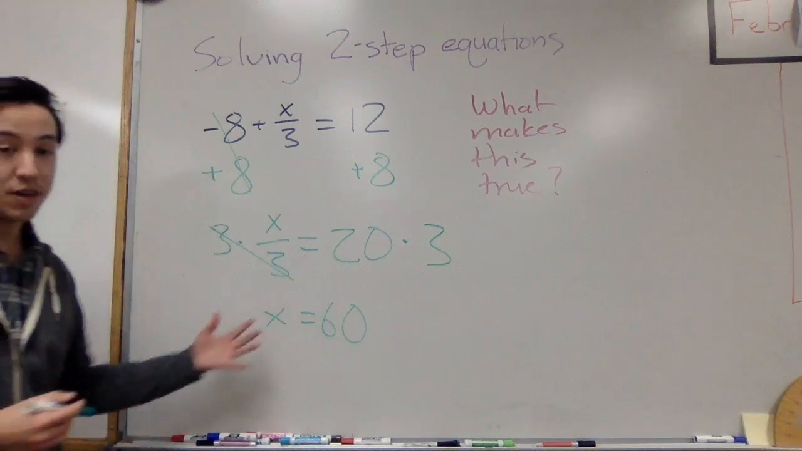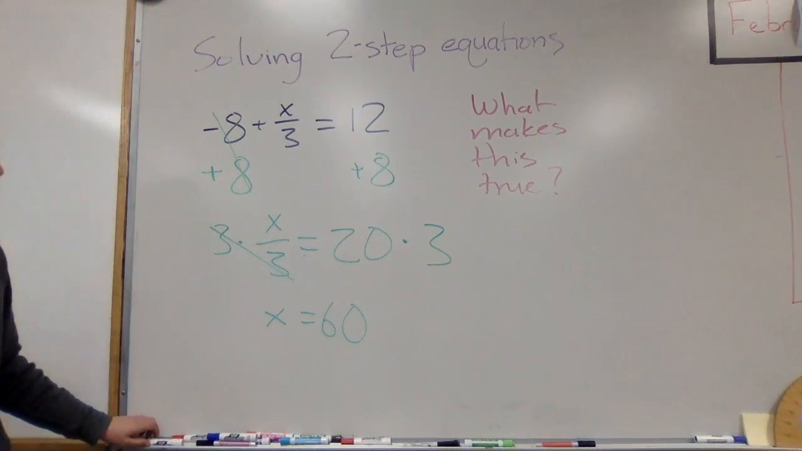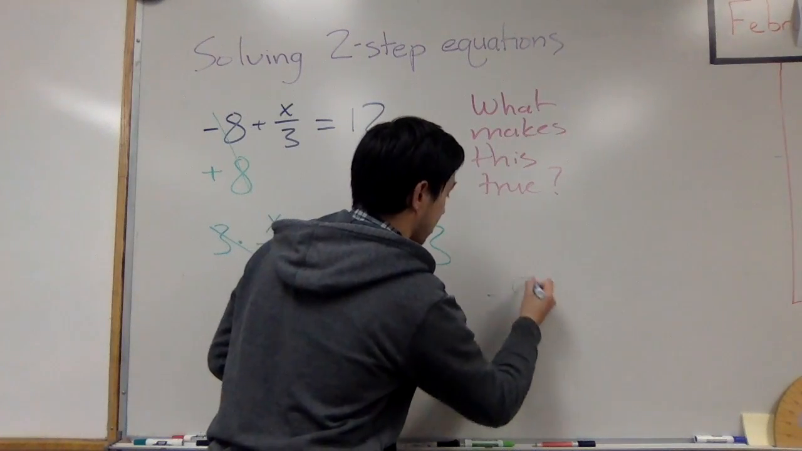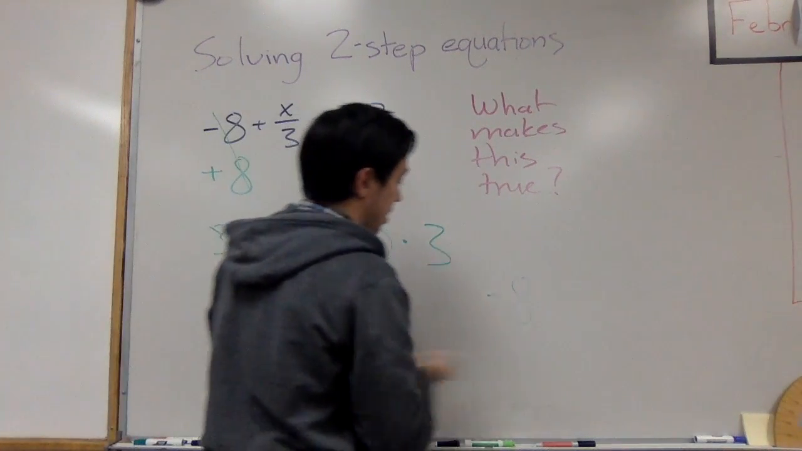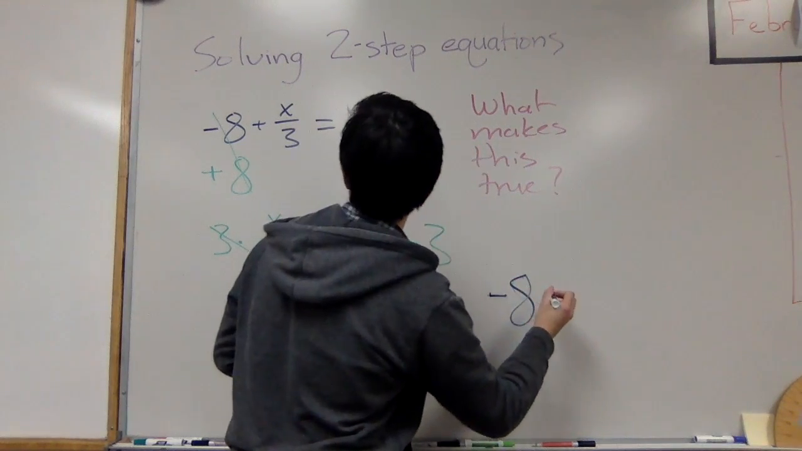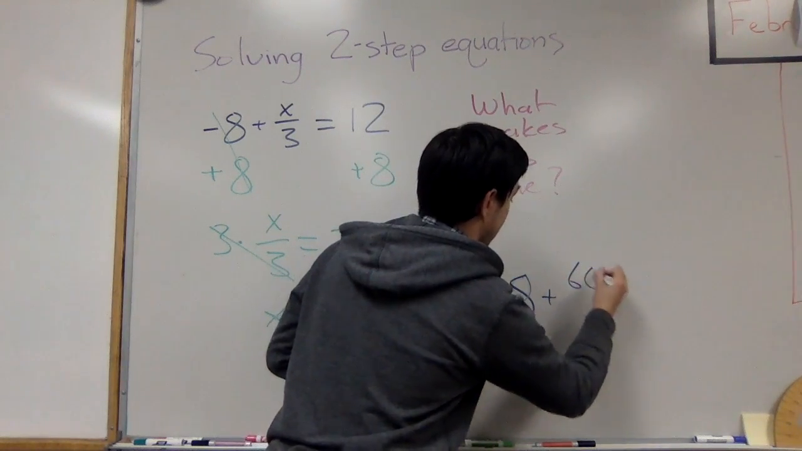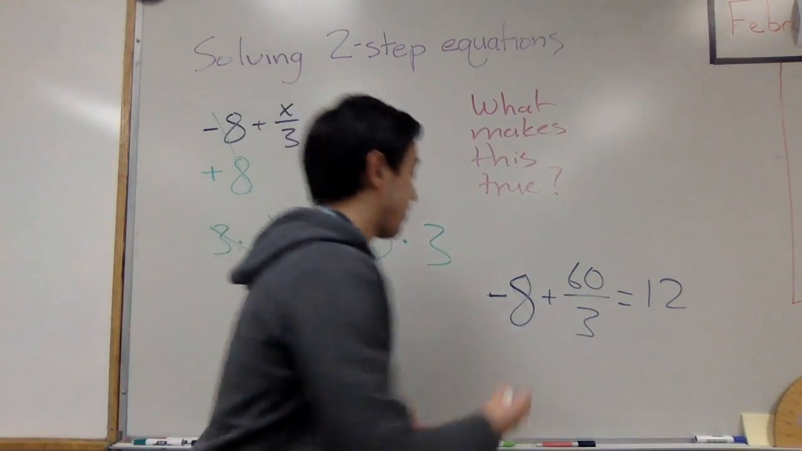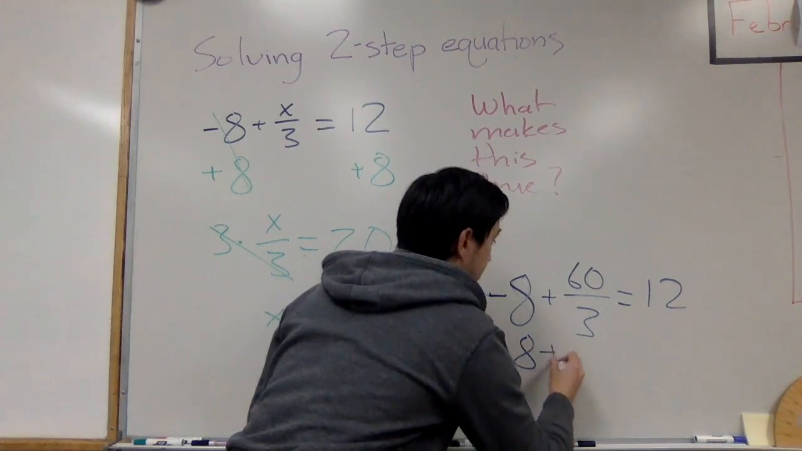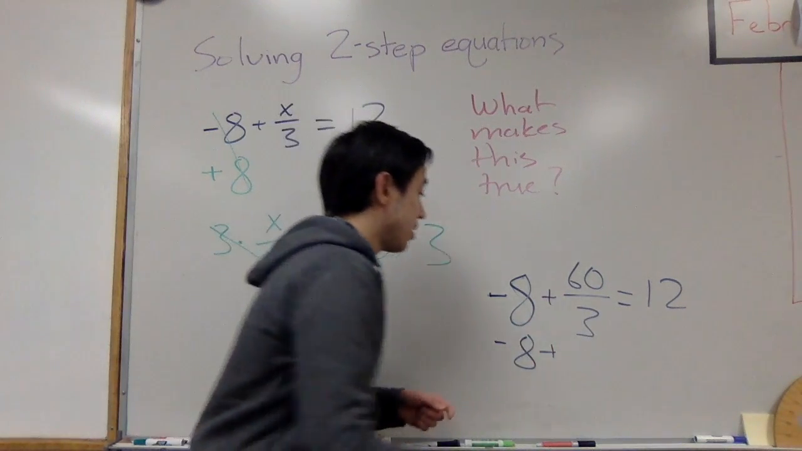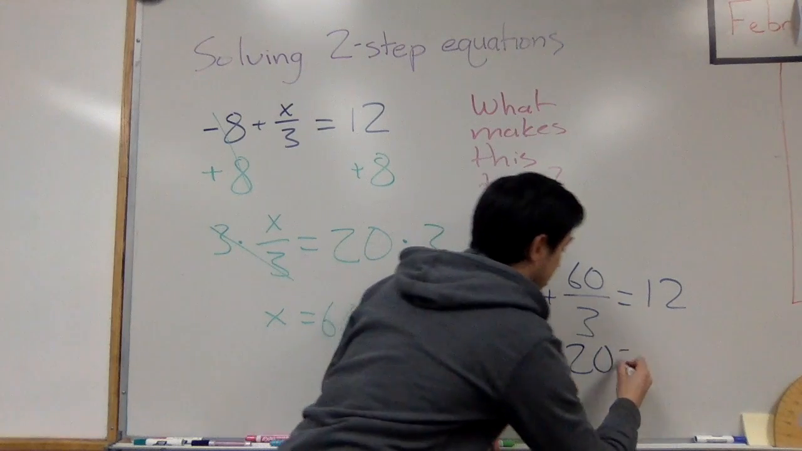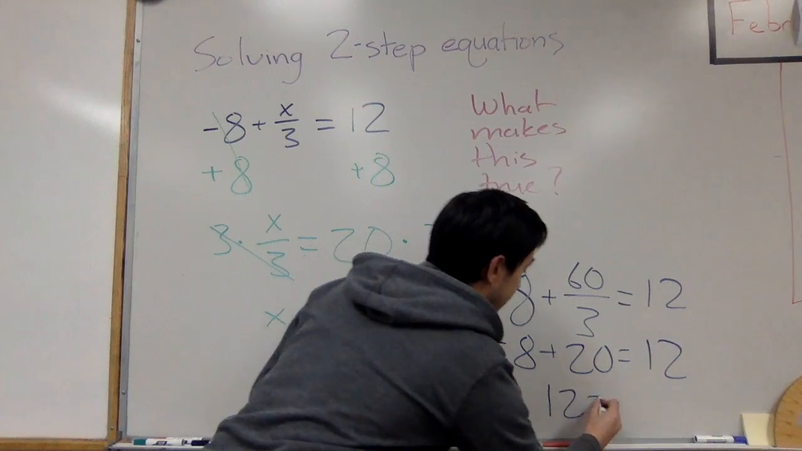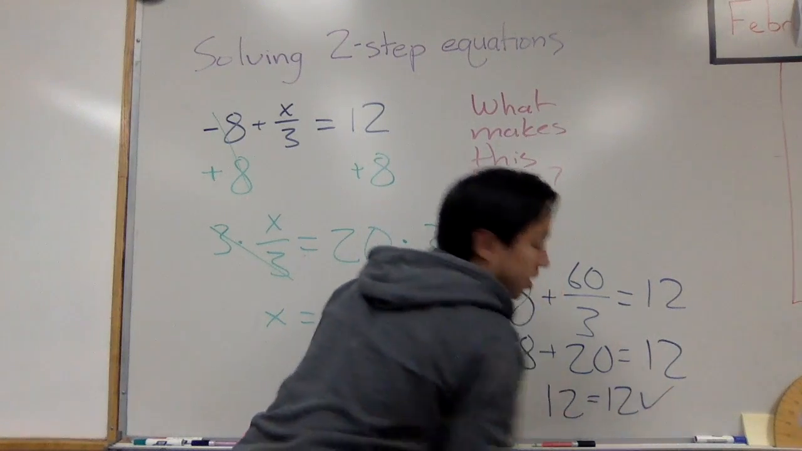So in theory, 60 is the value that makes this equation true. I'm going to go over here and check it out. So you have -8 plus 60 over 3 equals 12. -8, order of operations, we're going to start with division. -8 plus 20 does in fact give us 12. And we have another true equation.